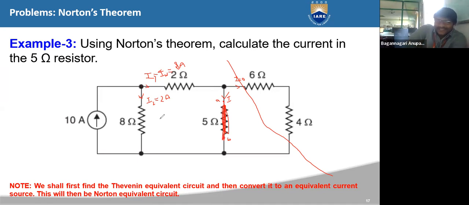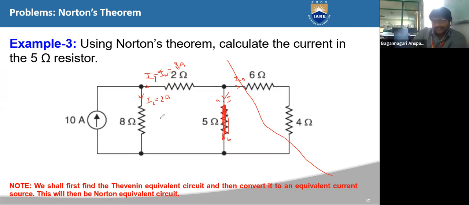On what basis does it divide equally? We have a current division rule, right? The rule states that the current flowing through any path will depend upon the value of resistance in the opposite branch. Suppose they are not equal; if the current is to be equal, then the resistances are to be equal. There's only that procedure.